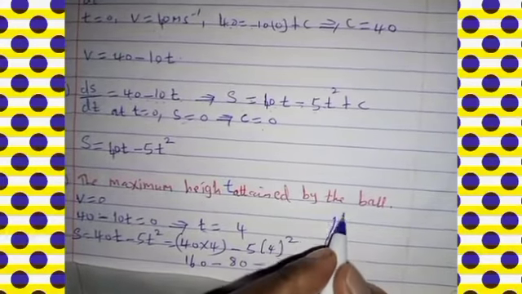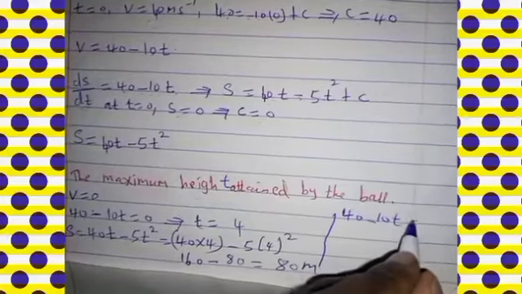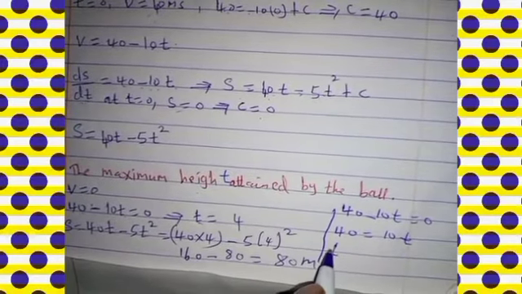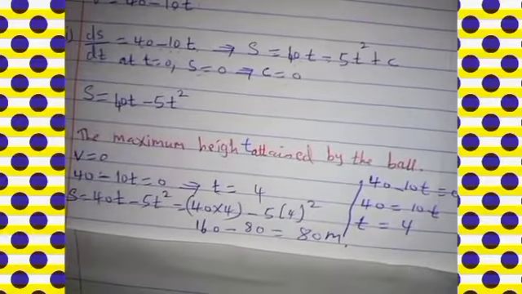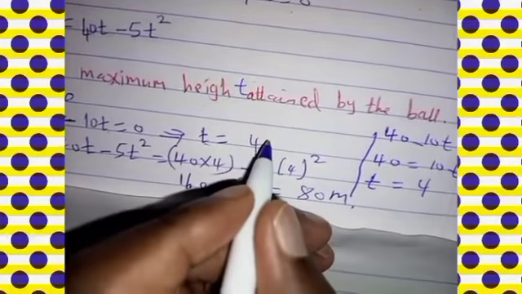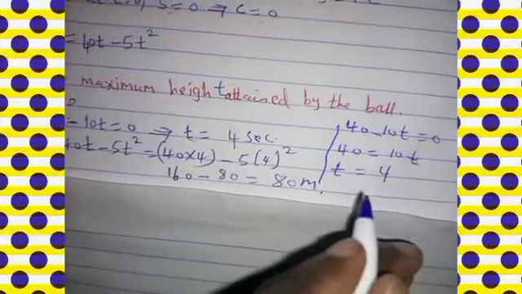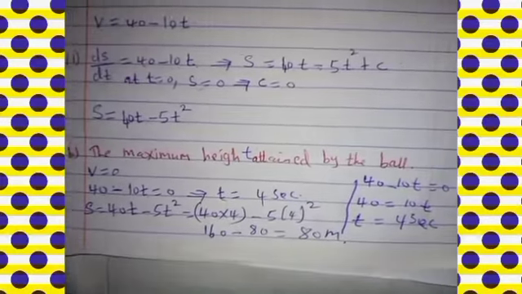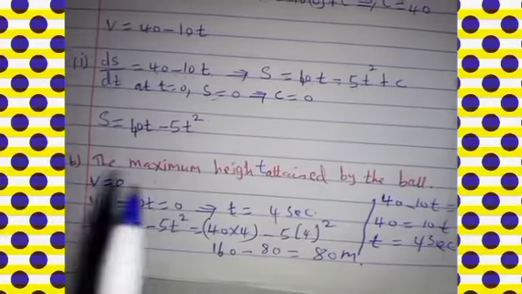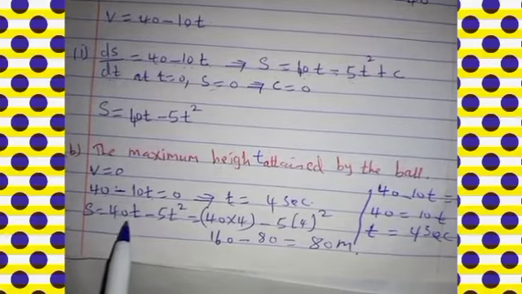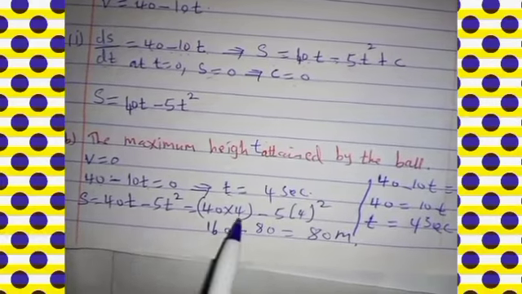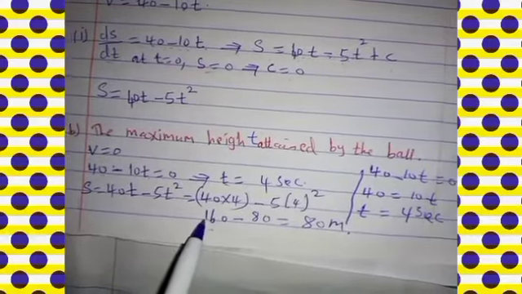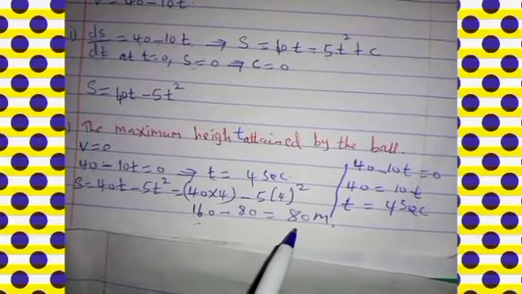This is what we are doing. We have 40 minus 10t is equal to 0, meaning that 40 is equal to 10t. So you divide by 10 both sides to get t is equal to 4. So our t is equal to 4 seconds. Once you get your time as 4 seconds, the next thing which you need to get, the question is the maximum height. So you substitute here. Our time is 4. So 40 times 4 here is 160, minus 4 squared is 16, 16 times 5 is 80. So 160 minus 80 is 80 meters.